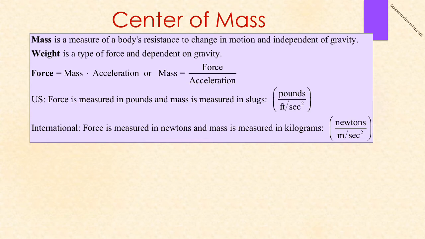Force and mass are related by the equation force is equal to mass times acceleration, or mass is equal to force divided by the acceleration. In the United States, force is measured in pounds and mass is measured in slugs, which are pounds per feet per second squared. Internationally, force is measured in newtons and mass is measured in kilograms, which are newtons over meters per second squared.